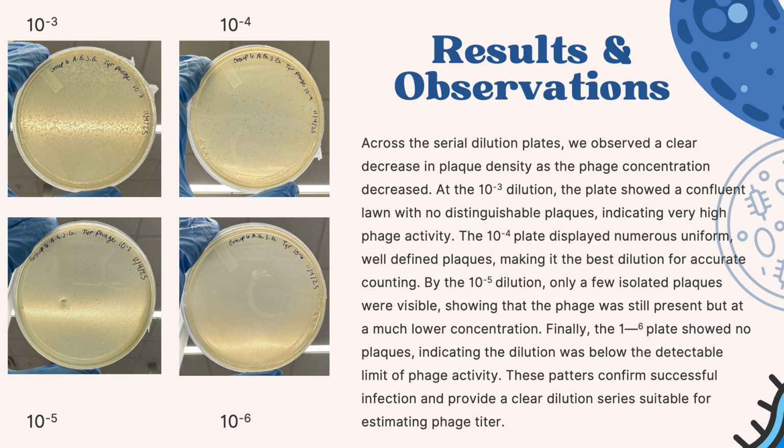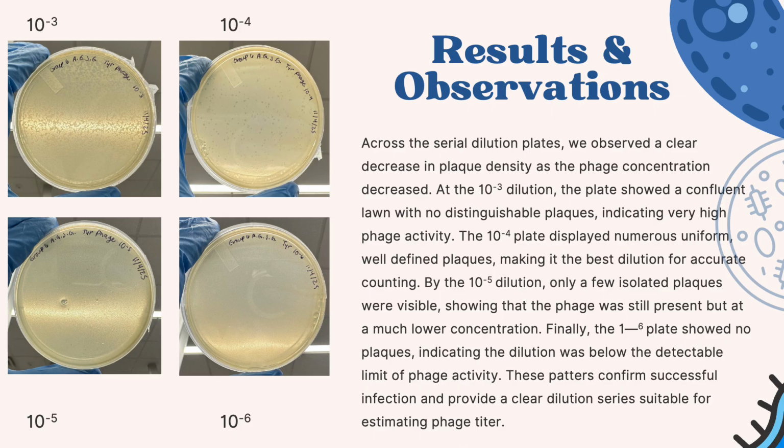Now for our results and observations. Across the serial dilution plates, we observed that there was a clear decrease in plaque density as the phage concentration decreased as well. To begin, on the top left, we have our 10-3 dilution, which showed a confluent lawn and no distinguishable plaques. This indicated very high phage activity. On the top right, we have our 10-4 plate, which displayed numerous uniform well-defined plaques. This made it the best dilution for accurate counting.